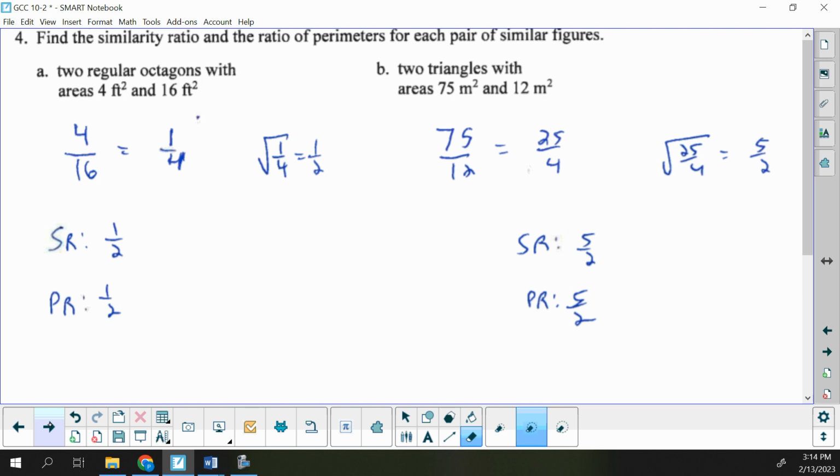The ratio for B reduces to 25/4. If it's an area ratio, that means it had gotten squared, so to undo it, do the square root. We get 5/2 for both the similarity ratio and the perimeter ratio.